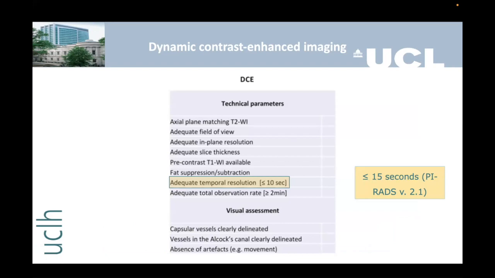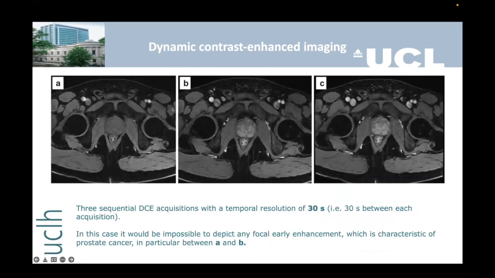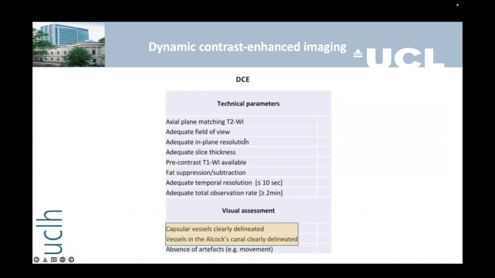It is also very important to state that the temporal resolution should be 15 seconds for PI-RADS version 2.1 guidelines, meaning that the time between two acquisitions of the same slice should be 15 seconds or less. This is very important because we know that prostate cancer has an early wash in and an early wash out. So if you have, for example, like in this case, a temporal resolution of 30 seconds, so 30 seconds between each sequence, it will be impossible to depict any focal area enhancement, which is characteristic of prostate cancer.